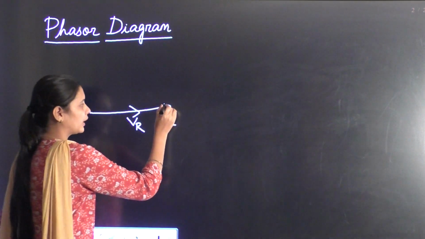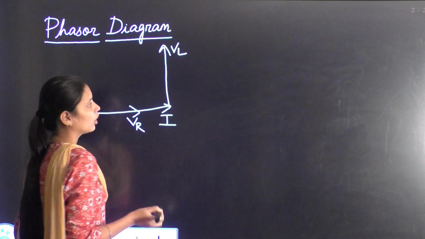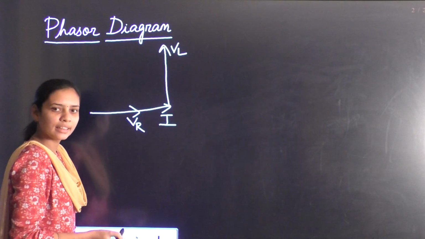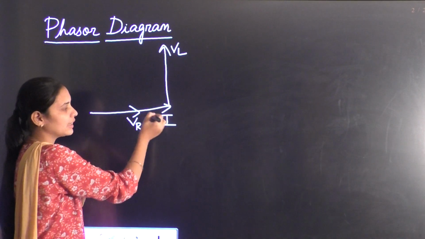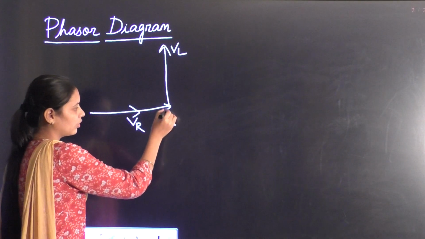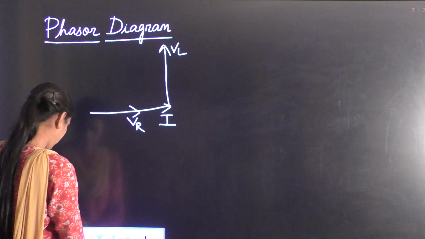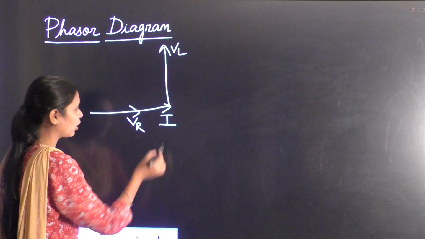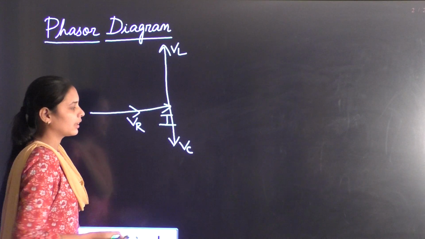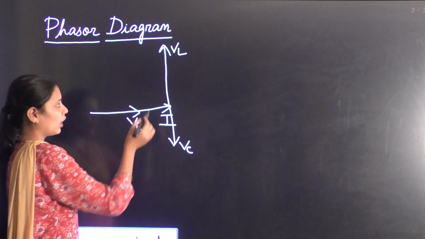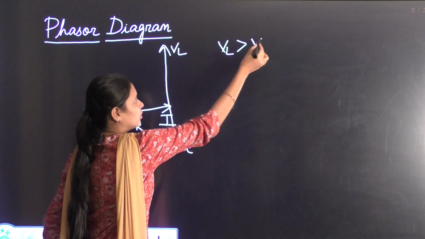I have told you that the voltage drop across the inductor, that is VL, will be leading the current by an angle of 90 degrees. So this is the phasor for the current and the voltage VL is leading the current by this angle, that is 90 degrees. And the voltage drop across the capacitor will be lagging the current by an angle of 90 degrees. So I have considered VL greater than VC.